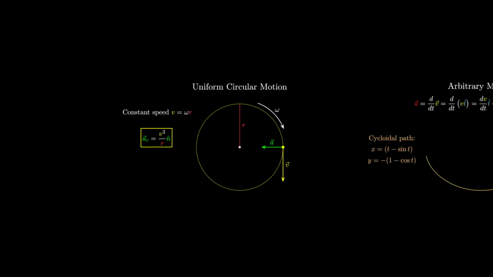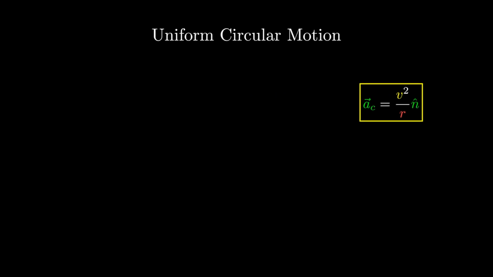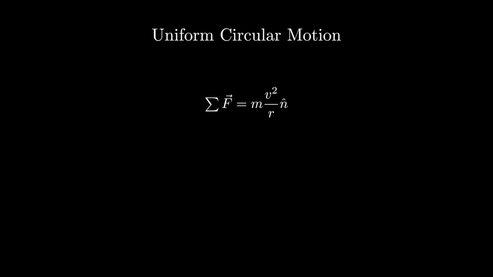Let's now return to the topic of uniform circular motion and see how it applies to a real-world situation. As we've seen, for uniform circular motion, the acceleration points toward the center of the circle and has a magnitude of v squared over r. Therefore, whenever we're dealing with uniform circular motion, we can immediately substitute this acceleration into Newton's second law. In essence, then, all we need to do is sum the forces and set it equal to the mass times the centripetal acceleration. Let's see how this plays out in a simple experiment.